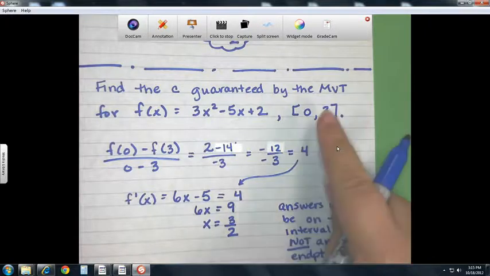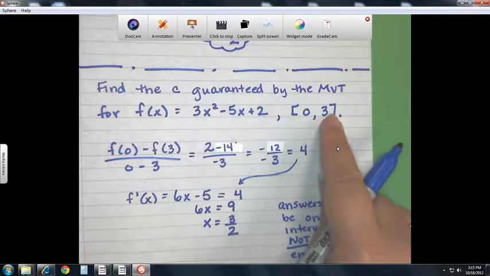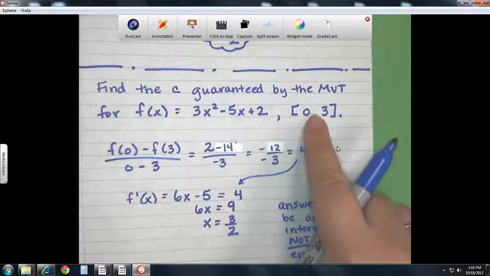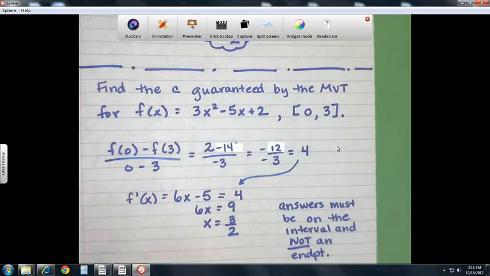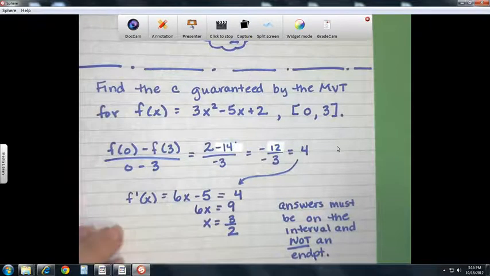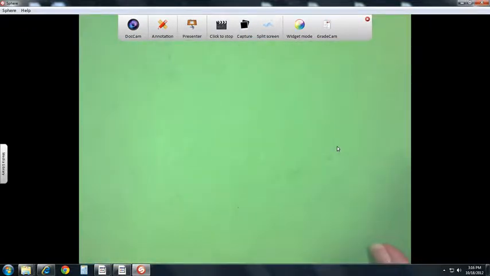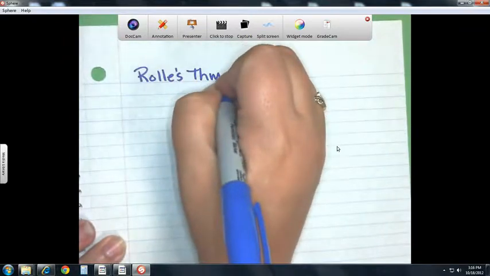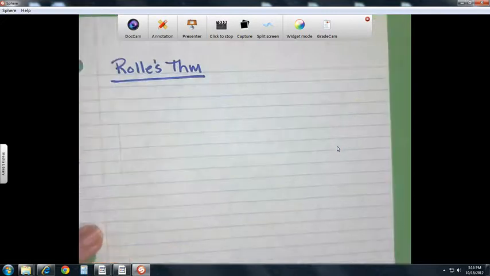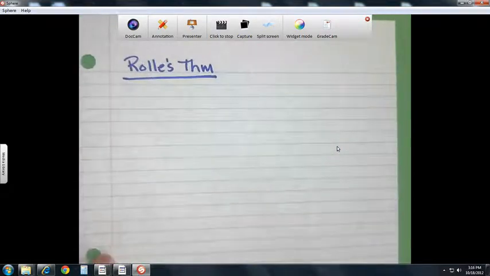Okay, last theorem for today, and this one's actually very, very easy because it's according to MVT. It is called Rolle's theorem. Rolle's theorem has an extra condition. f of x is continuous on the closed interval a to b, and differentiable on the open interval a to b. And f of a equals f of b.